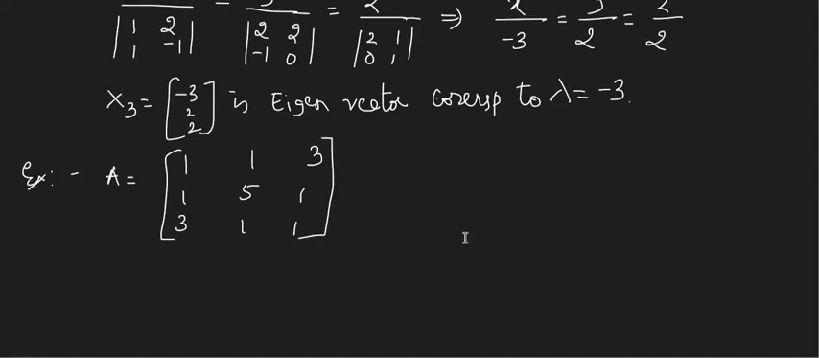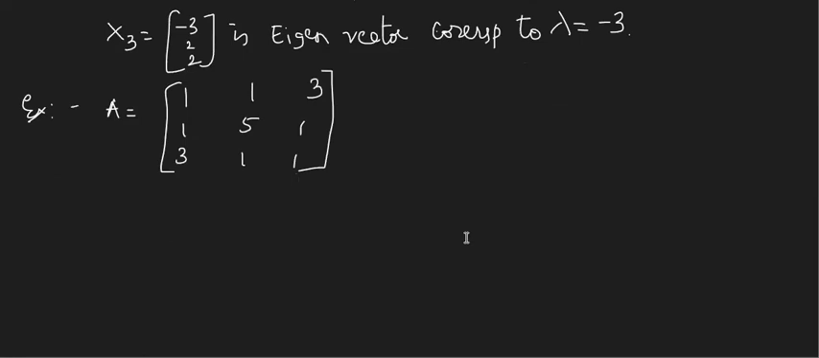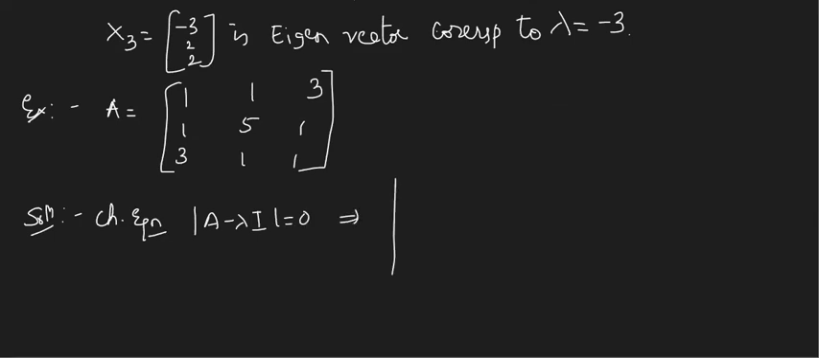I'll try to complete it as early as possible, not too early. So what is the first thing? Help me out. Characteristic equation. Tell me what you'll get. 1 minus lambda, 1, 3. Let me write in the same order so that you shouldn't get confused. For the diagonal, take minus lambda and equate this determinant to 0.